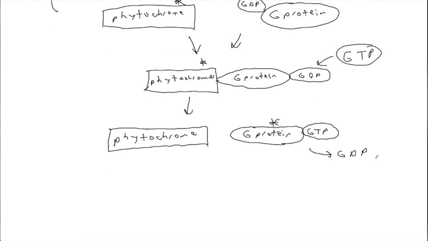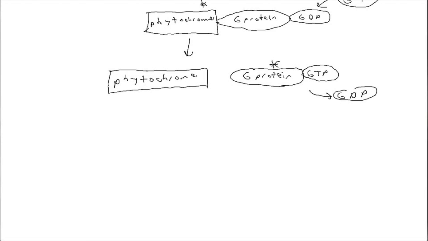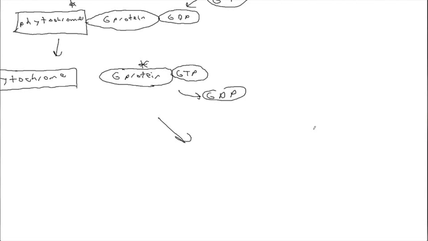So the point here is now the G protein has lost its GDP and replaced it with GTP. And notice that now I put a star here to show that the G protein has now become activated. So the G protein now is going to continue floating along, and it's going to bump into the next participant in this Rube Goldberg mechanism. Now the G protein is going to bump into what's called guanyl cyclase.